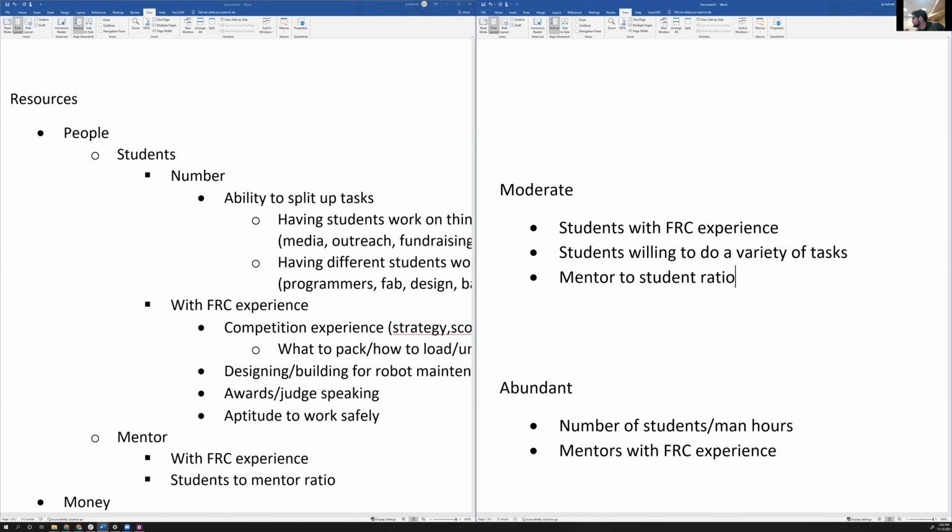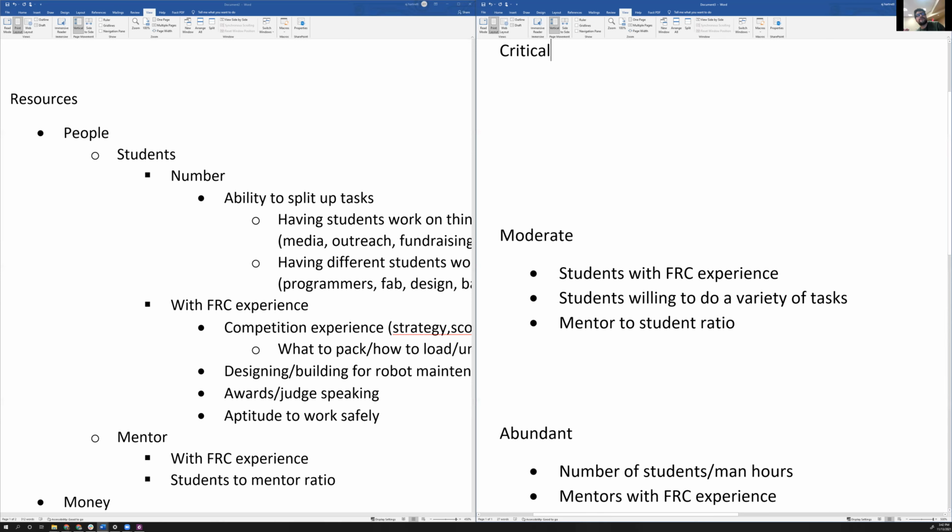Rookie? I think I would agree with that. Who thinks veteran to rookie is critical versus moderate? Critical, raise your hand. Moderate, raise your hand. Not a whole lot. Okay, I'm putting it in critical. So I'm going to say, yeah, probably because they're all rookies.